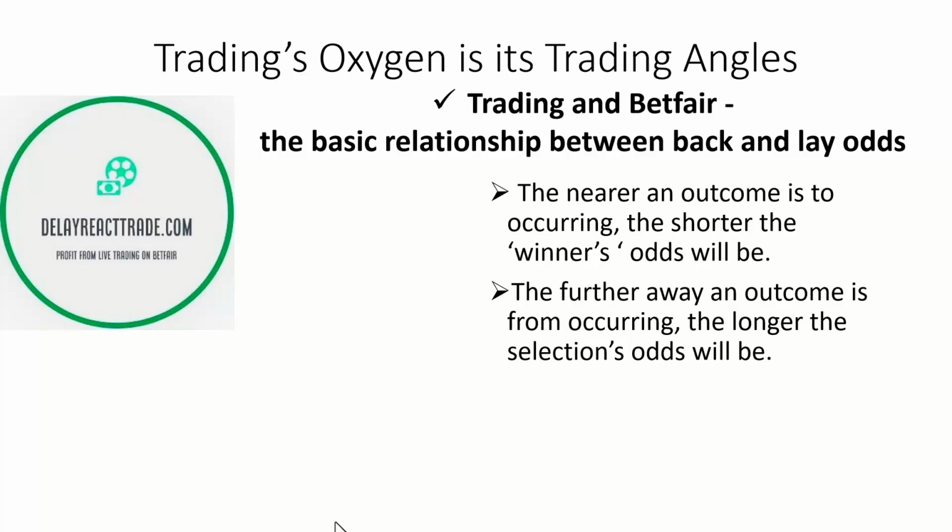The nearer an outcome is to occurring, the shorter the winner's odds will be. The further away an outcome is from occurring, the longer the selection's odds will be. That in itself is a trading angle, if you think about it.